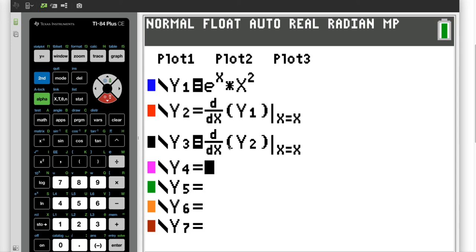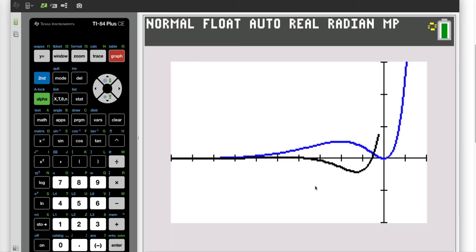Now, I've actually never tried it. I wonder if we could have done d dx of d dx, like do the derivative notation twice. Did it work? Perfect. Cool. I should try that next time.